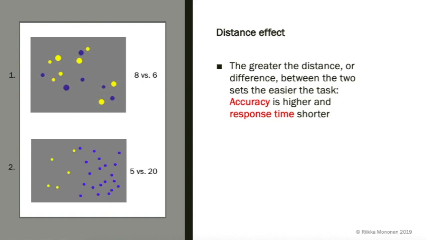The ANS tasks may vary in their difficulty level. Often it is easier to make the decision the greater the distance between the numbers is. If you look at the pictures of dots on the slide, most probably you would be quicker and more accurate in deciding that there are more blue dots in picture 2 compared to deciding that there are more yellow dots in picture 1. In picture 2, the numbers have greater distance between them than in picture 1.